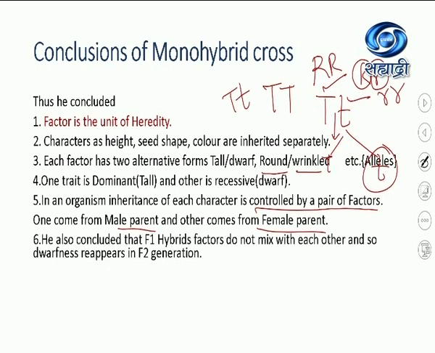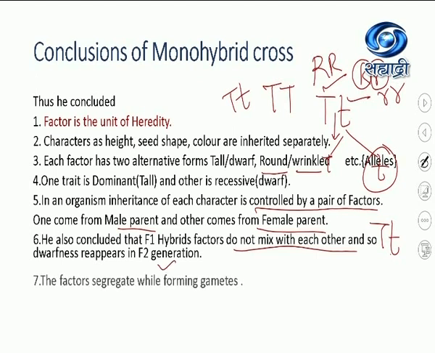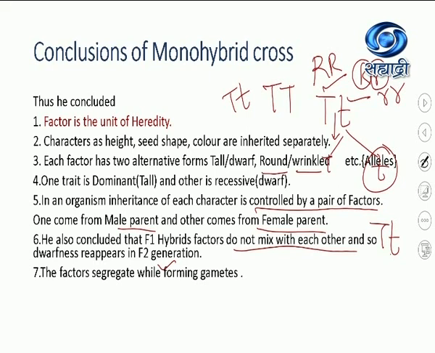He also concluded that F1 hybrid factors do not mix with each other. I told you, F1 hybrids, monohybrids, capital T, small t, are not mixing with each other. It never happens that small t stays with capital T and in the next F2 generation I will become a little bit tall, or the tall will say I will become a little bit dwarf. No, they do not mix with each other, and so dwarfness is again appearing in the F2 generation. The factors segregate while forming gametes. Again and again I'll explain this concept. Don't worry, even in dihybrid cross I'll explain this concept.